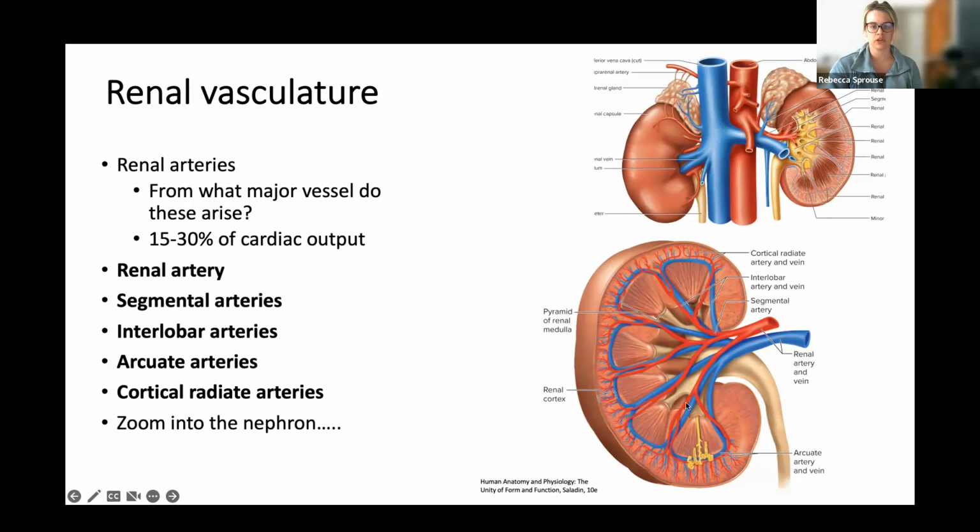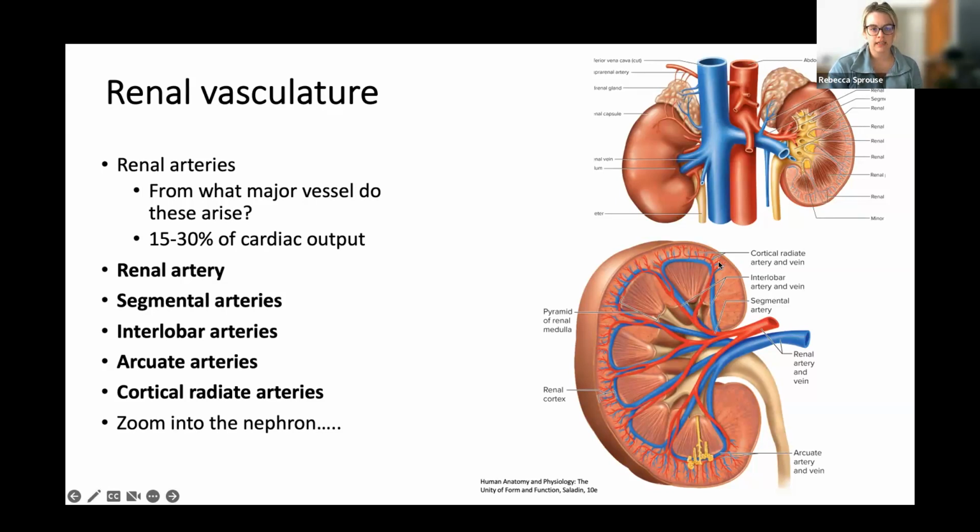And those interlobar arteries are going to lie in that column space between the pyramids. Okay, so those are interlobar arteries. Then what's going to happen is those interlobar arteries are going to branch and arch over the top of each pyramid. And the arching vessel is called an arcuate artery.